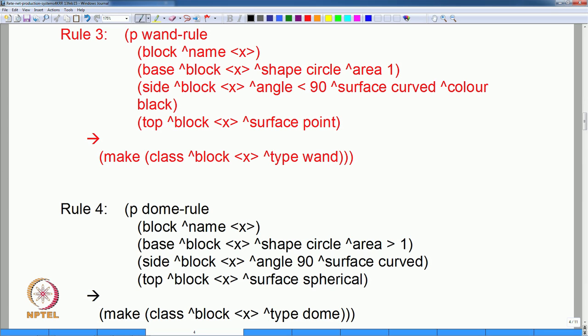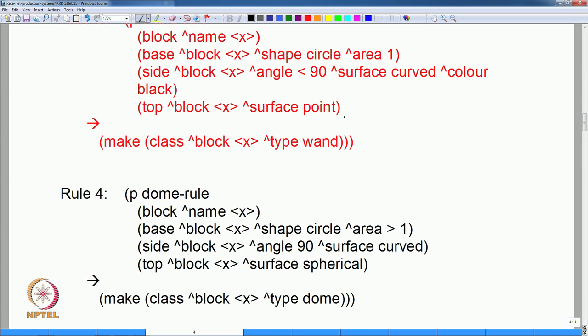So, likewise we have a dome rule. You might have seen the Sanchi stupa or something like that. It says that the base is a circle of area greater than 1, the side starts with an angle of 90, but the surface is curved, and the top is a spherical surface essentially. So, that is something that we would call a dome.